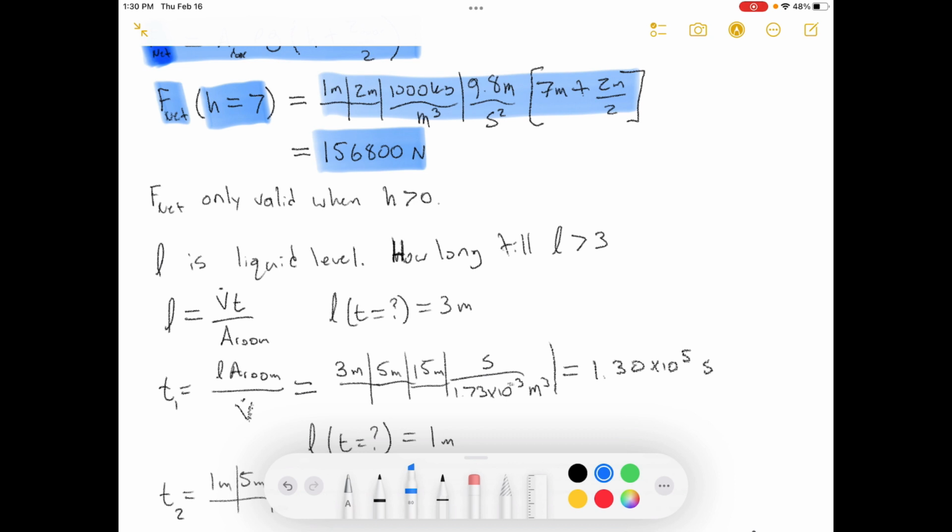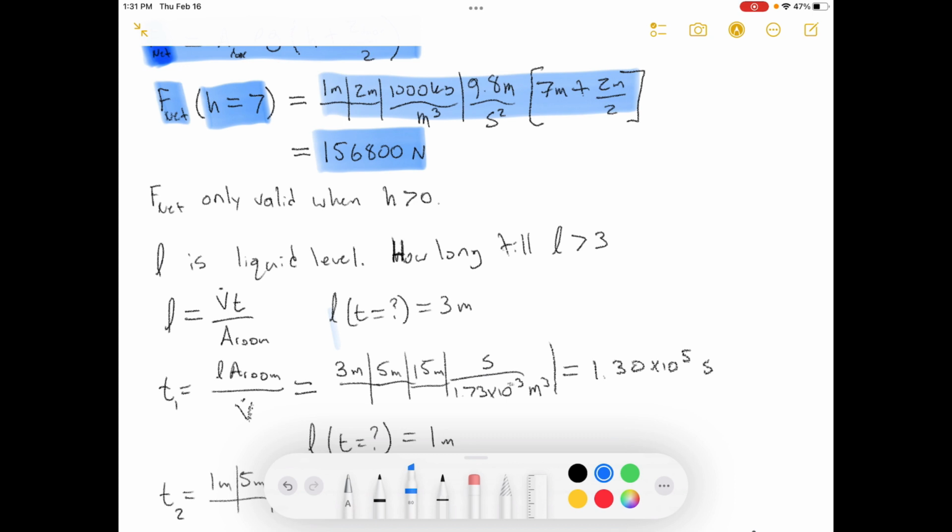So I said, okay, if L is the liquid level, how long until L is greater than 3? So this is our L equation. L equals the volumetric flow rate times the amount of time that has elapsed divided by the cross-sectional area of the room. And remember, it's a pretty big room. It's 5 meters by 15 meters. Okay, so we're solving for, at what time does L equal 3?